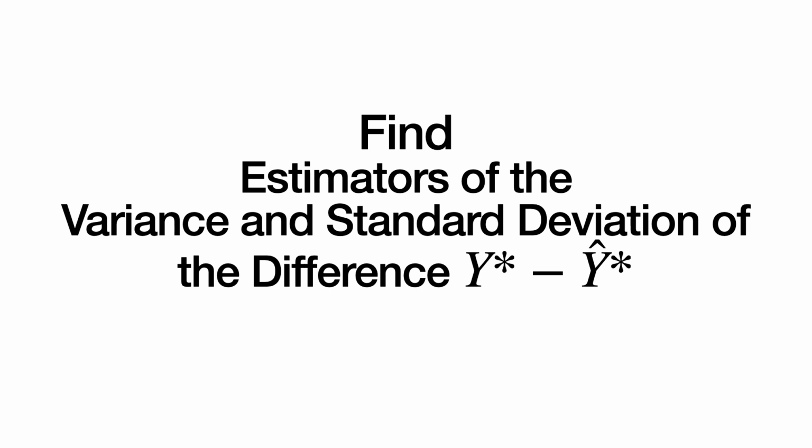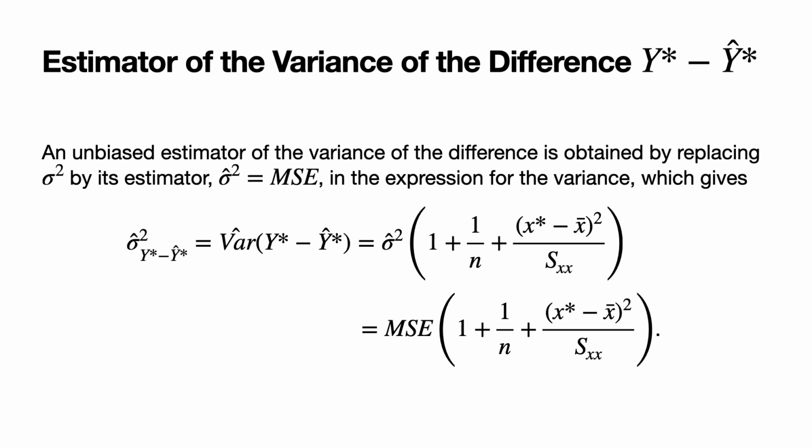So let's find estimators of the variance and standard deviation of the difference y star minus y hat star. An unbiased estimator of the variance of the difference is obtained by replacing sigma squared by its estimator, sigma hat squared, which you'll recall is the mean squared error that we obtained from the ANOVA table for the regression, and we replace sigma squared by sigma hat squared, or MSE, in the expression for the variance of the difference. And so this gives the estimated variance of y star minus y hat star being equal to the MSE times the quantity 1 plus 1 over n plus the square of the difference x star minus x bar over s sub xx.